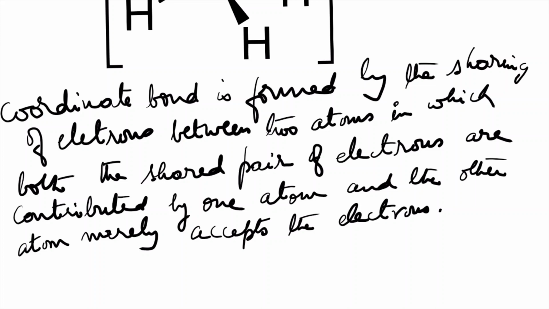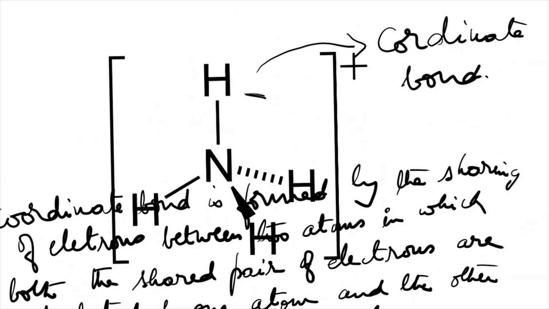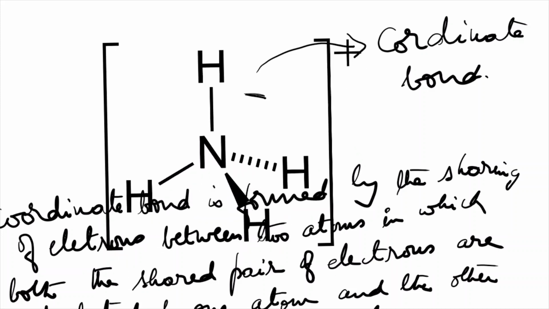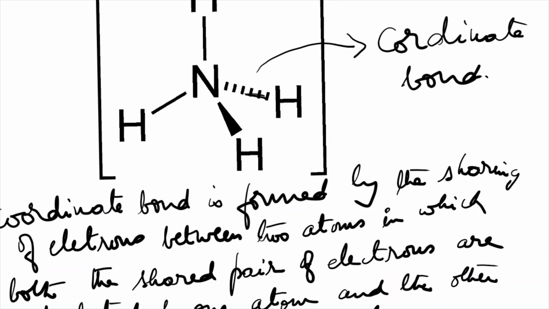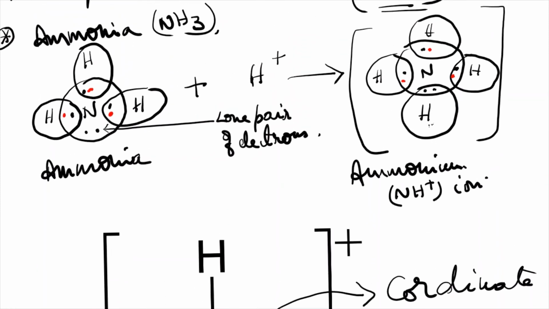So here the shared pair of electrons is completely donated by the nitrogen atom, as I have shown you. These are the shared pair of electrons, which are called lone pair of electrons. These lone pair of electrons are shared between the nitrogen of the ammonia molecule and the hydrogen ion, thus leading to the formation of the NH4 plus ion. Now this is a very important example.